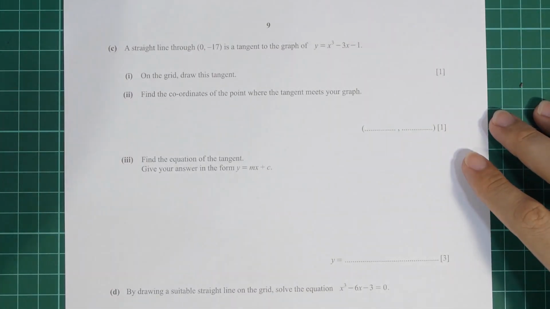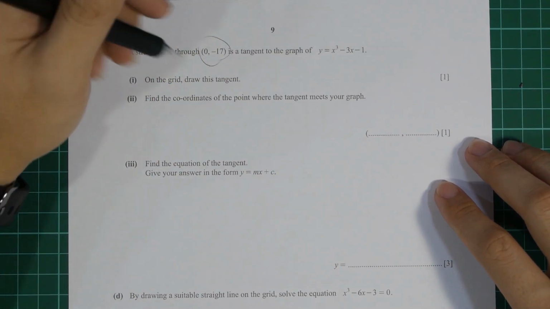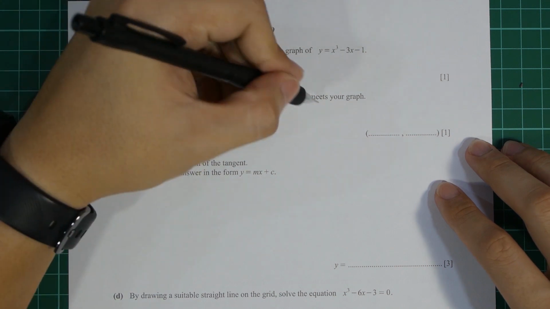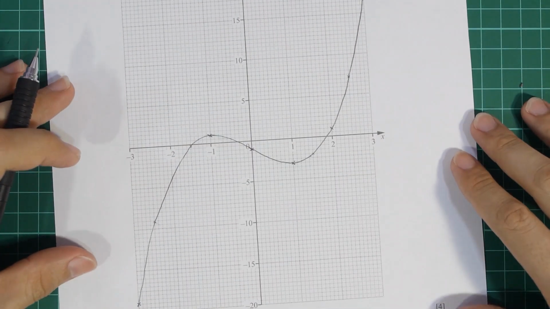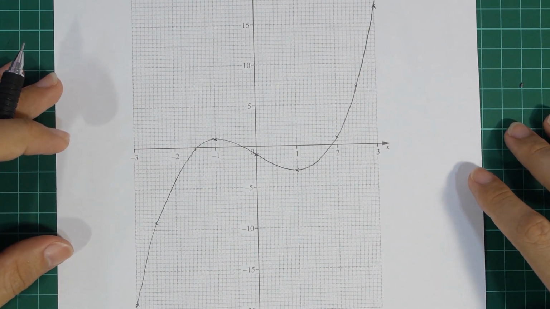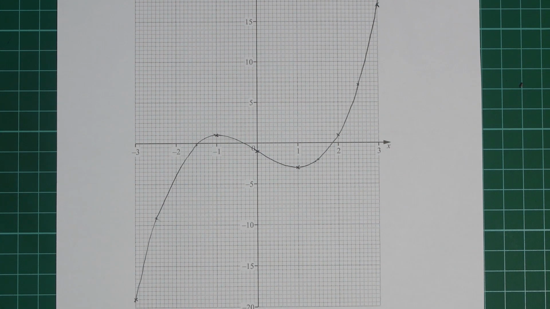So question C, a straight line through 0, negative 17 is a tangent to the graph. Okay, so draw out this tangent. So after I drew it out, it meets the graph at the point 2.1 and 1.5.